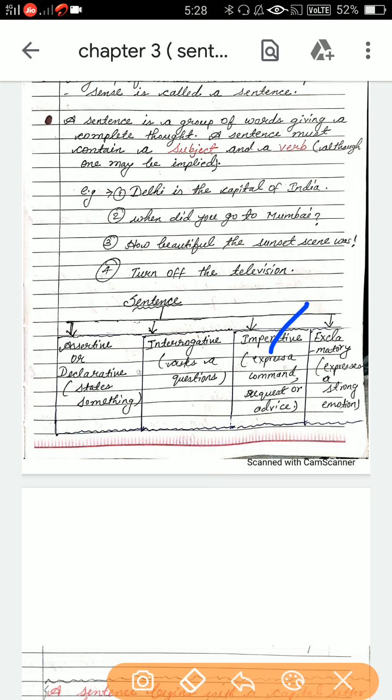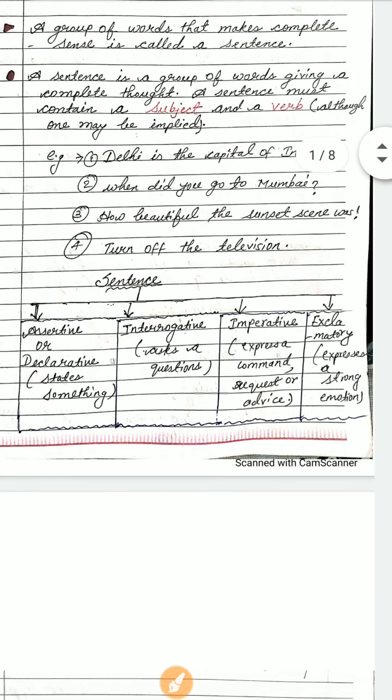Number three, how beautiful the sunset scene was. This group of words expresses a surprise emotion. It's talking about the sunset, that the sunset was very beautiful. Now the fourth example, turn off the television. As already discussed, this group of words is expressing a command, that you turn off the television.